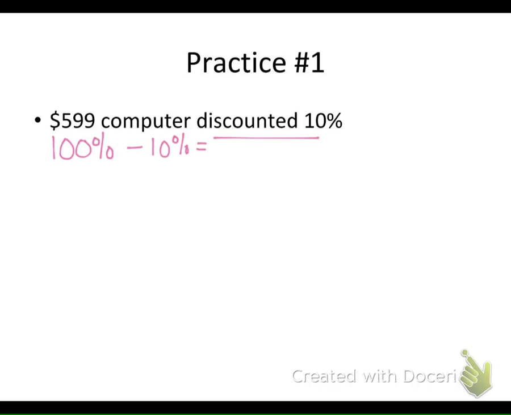Joey, what's 100% minus 10%? 90%. So there's step 1 and step 2. Step 3, Haley, what do I need to do with this percent? You need to divide it by 100. Because I'm changing it to a decimal, which will give us our multiplier, which is what?